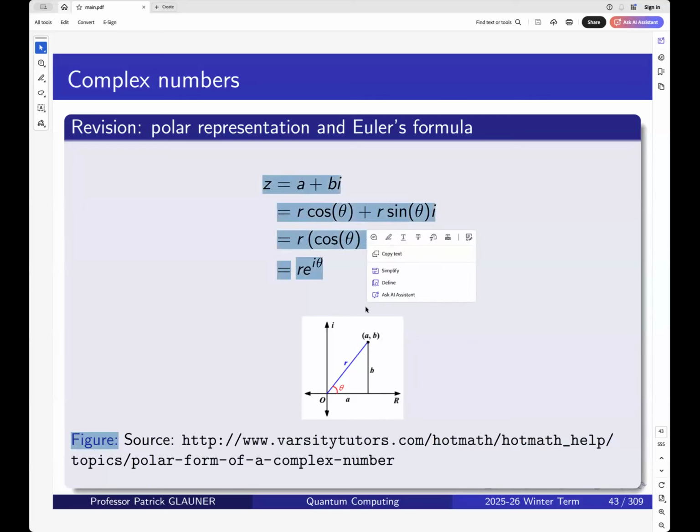But if you're not familiar with Euler's formula, please go back to your Maths 1, Maths 2, where you should have learned it, or you can look up the details in our course book, Quantum Computing for Computer Scientists. And it turns out with Euler's formula, or the polar representation, we can do some quite interesting calculations that I want to show you in a moment. And for this, I'll switch back to my whiteboard.